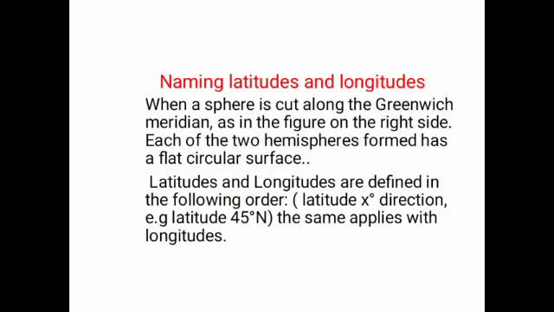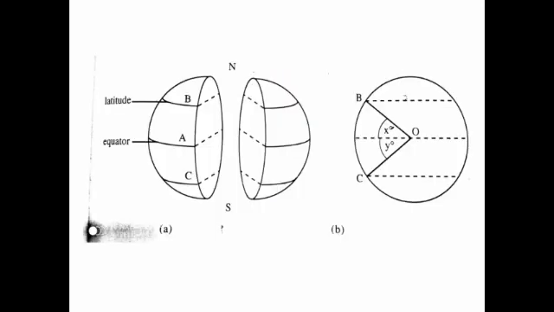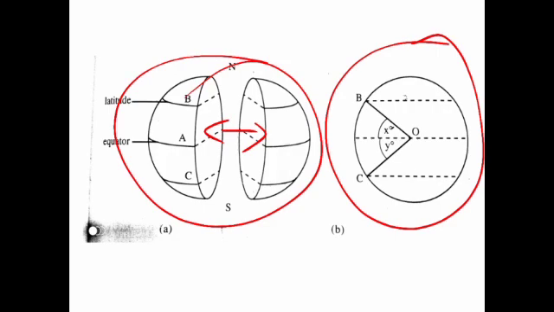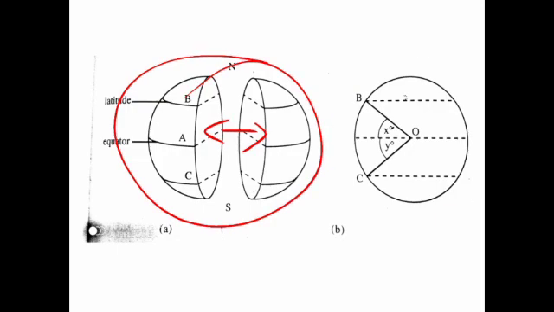How can we name latitudes and longitudes? When a sphere is cut along the Greenwich Meridian, which looks like this, it will look like this figure here. You can see after it has been cut, right inside here we have the flat surface. This surface is what I've shown on the right side here. This will give us a better understanding of how we can name the latitudes.